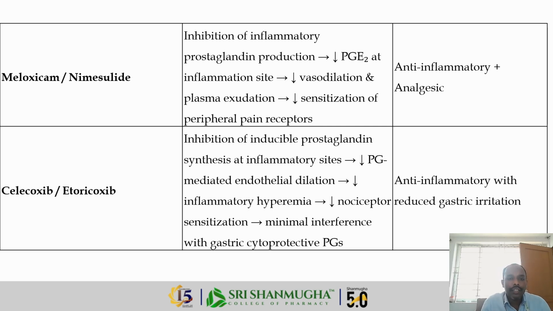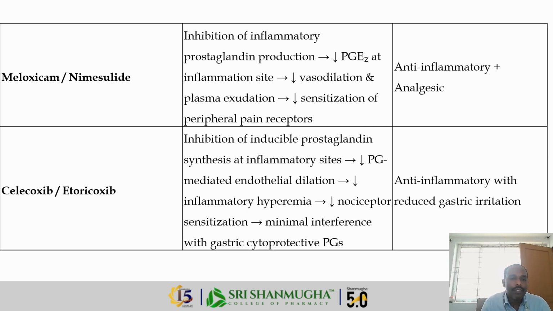Next, we have the recent drugs, meloxicam or nimesulide, and we have celecoxib as well as etoricoxib. These drugs have similar mechanisms as we discussed earlier. So let us discuss one by one. First one is meloxicam or nimesulide. Nimesulide acts by inhibition of inflammatory prostaglandin production, decreased PGE2 at the inflammatory site, decreased vasodilation, and decreased plasma extravasation, leading to decreased sensitization of peripheral pain receptors. By these mechanisms, it produces anti-inflammatory as well as analgesic effects.